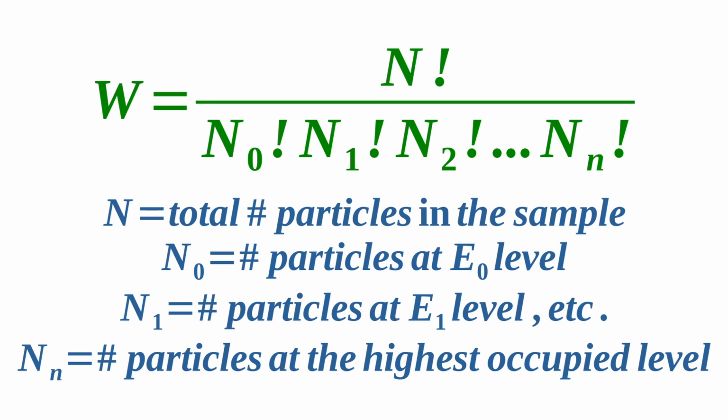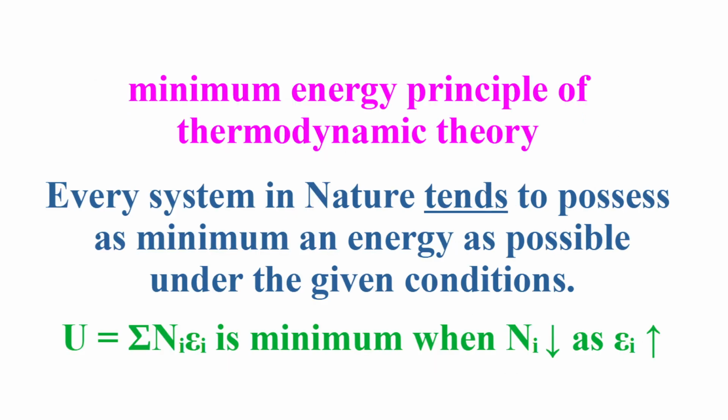So, what is the reason for the Ni's to keep decreasing as i increases? That is, why is Ni plus 1 always less than Ni? Why does any system prefer this particular kind of sequence over all the other possible sequences? It is simply to ensure that the system also obeys the minimum energy principle of thermodynamic theory, in addition to obeying the maximum entropy principle.